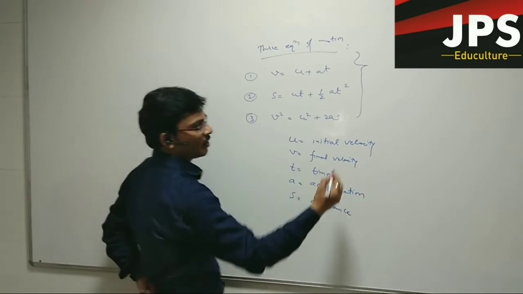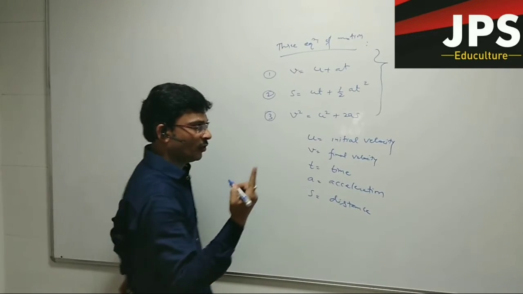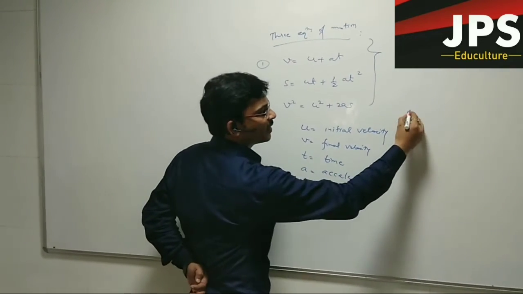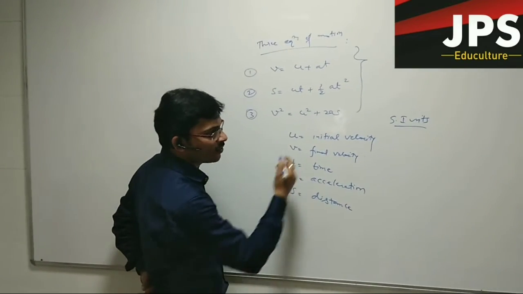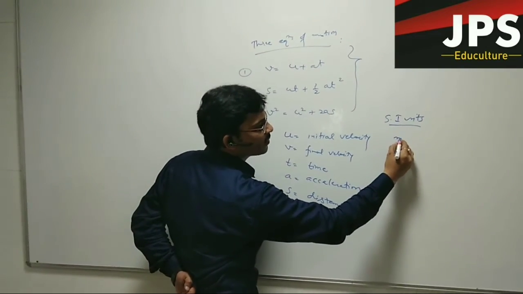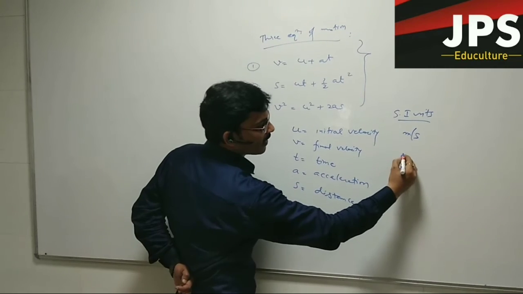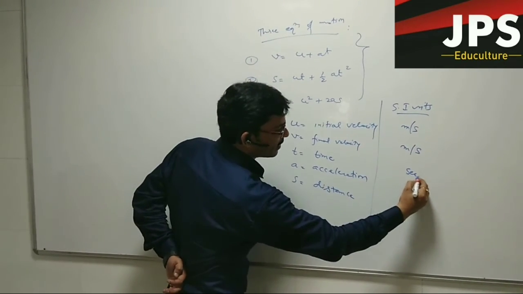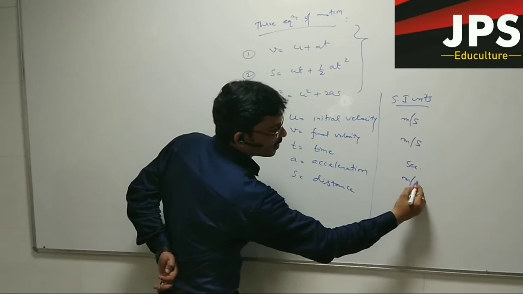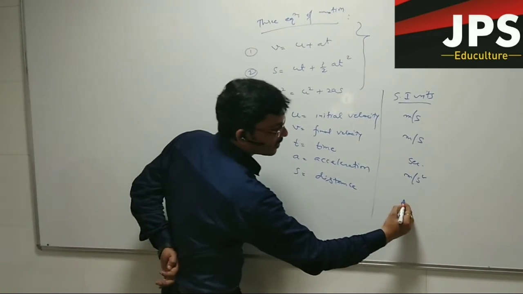And one thing we have to keep in mind always is that we have to use their SI units. For example, the SI unit of initial velocity is meter per second. Same is with final velocity, meter per second. For time, it is seconds. For acceleration, it is meter per second square. For distance, it is always meter.